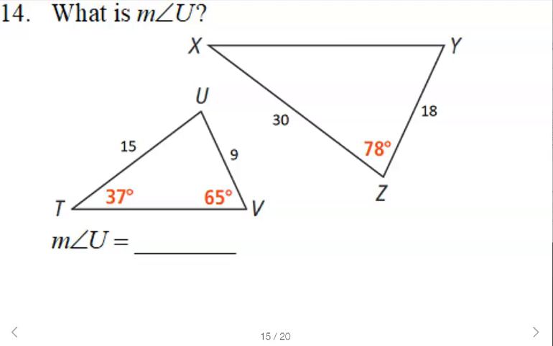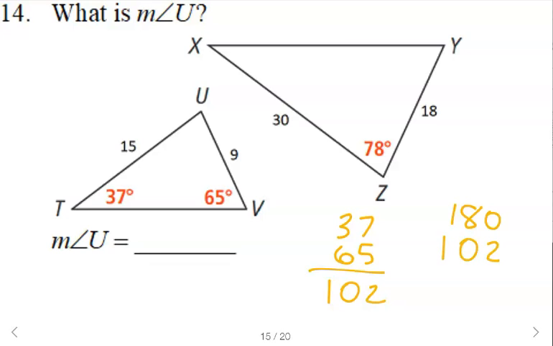All right, here we're looking for the measure of angle U. All the angles in a triangle add up to 180. So we can add 37 and 65, get 102. 180 minus 102 gives us 78. And you may have realized, hey, these are probably similar.